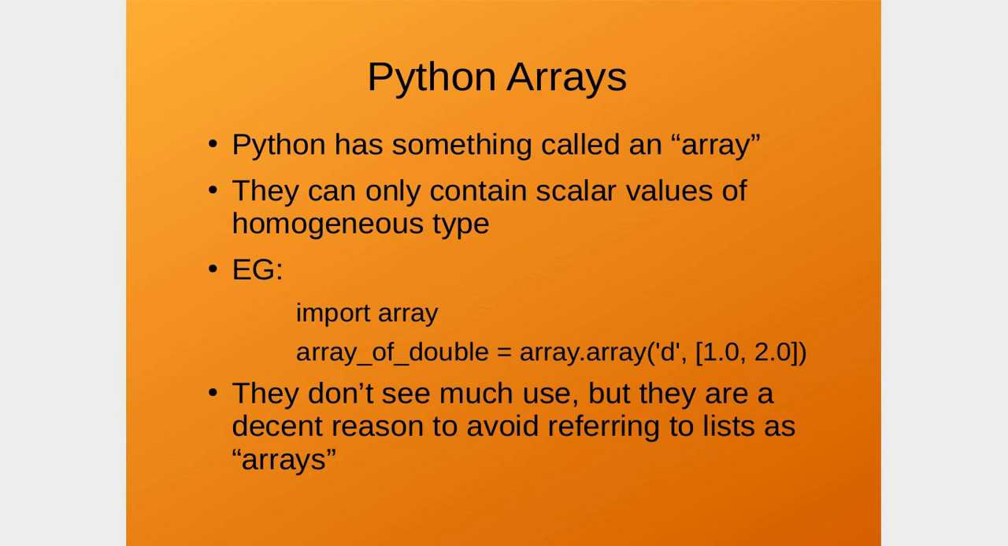They're not used because they're just not as flexible. If you want an array of doubles, you use array.array of "d" and then a list to initialize it. Again, they don't see much use, but they are a decent reason to avoid referring to lists in Python as arrays.